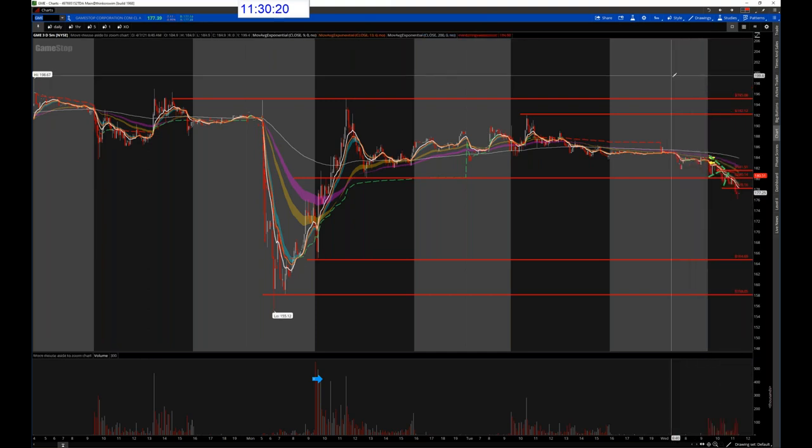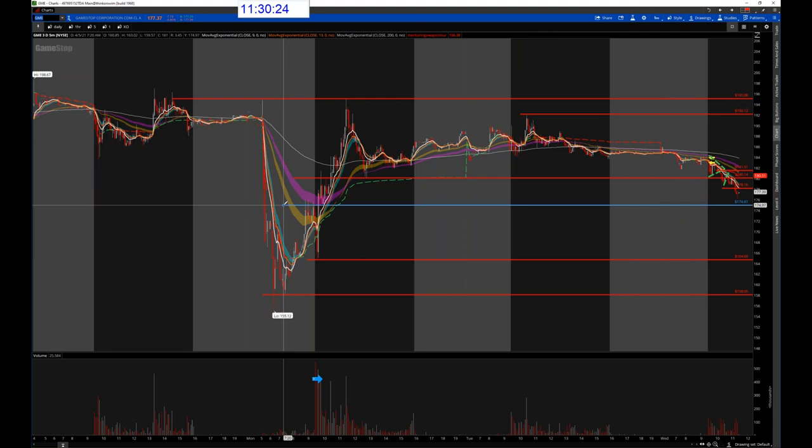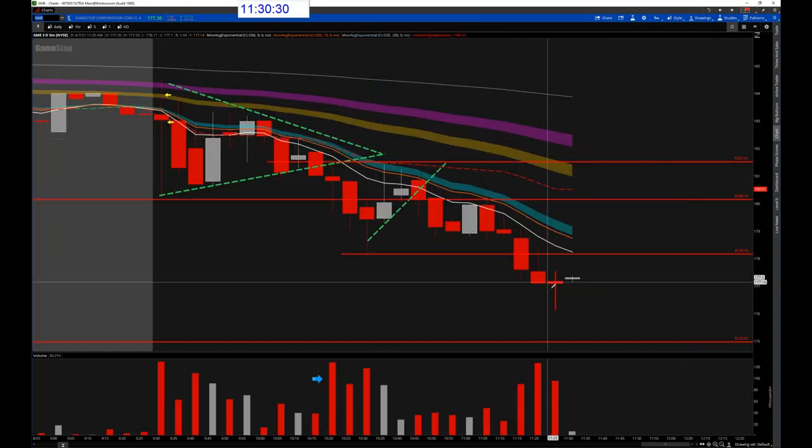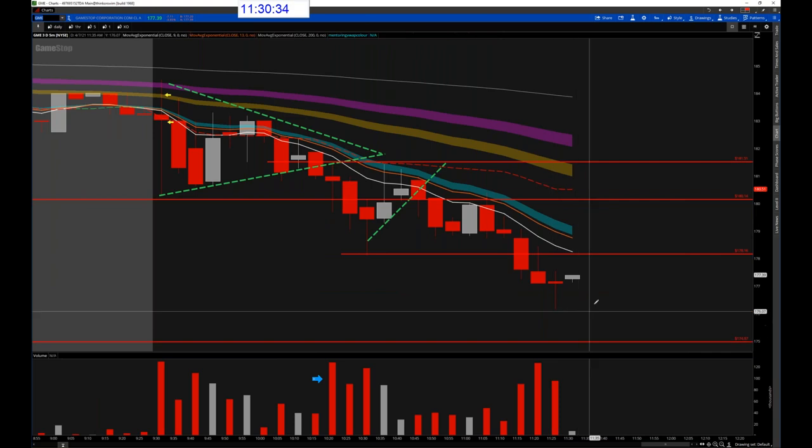So I'm looking for those whole round numbers. I'm looking for the previous support over here, 175. Then we have 170, 165. Surely I want to cover now at 175. Then if we have other Zealands pop, we can recycle small.